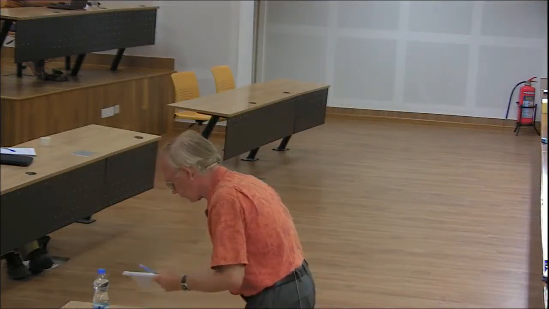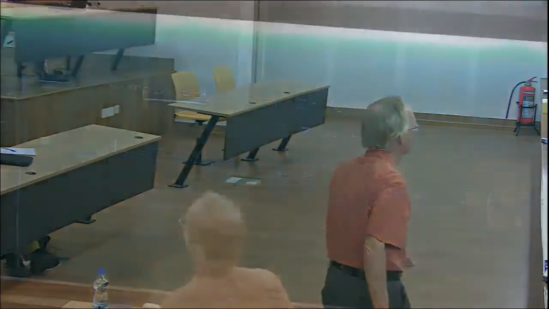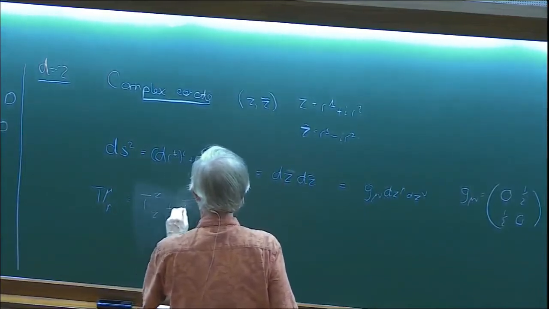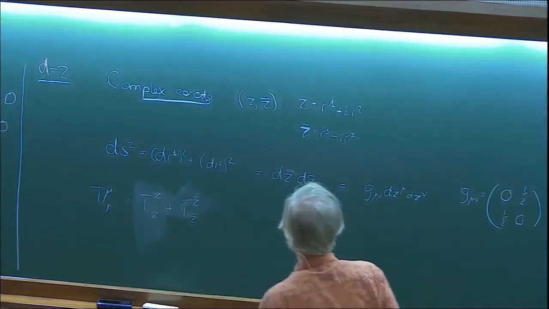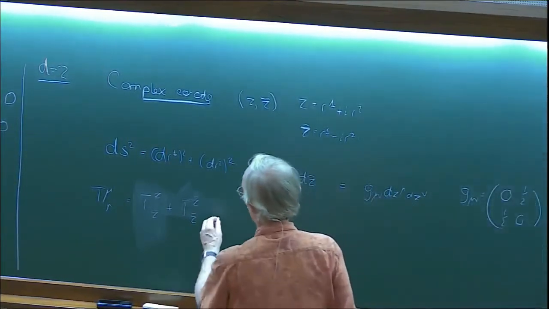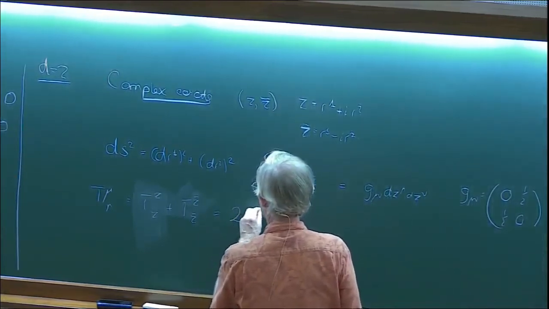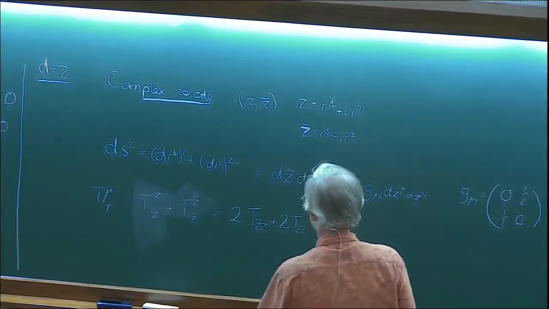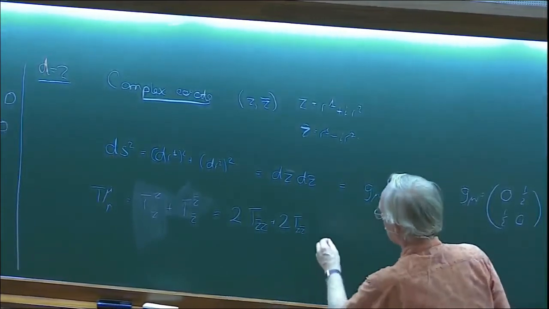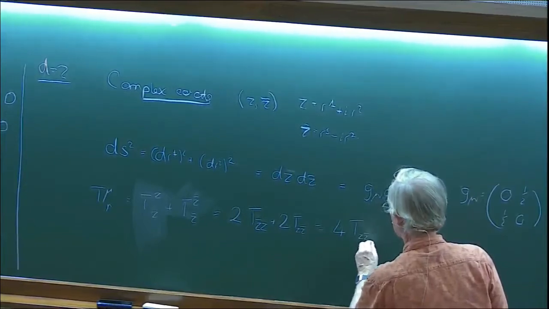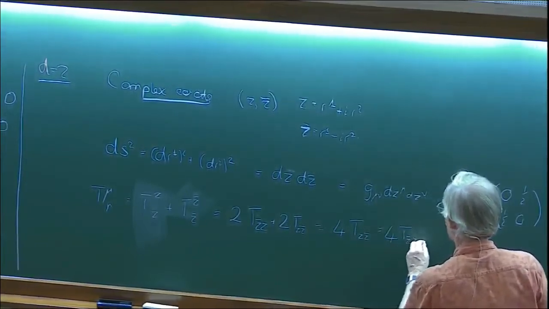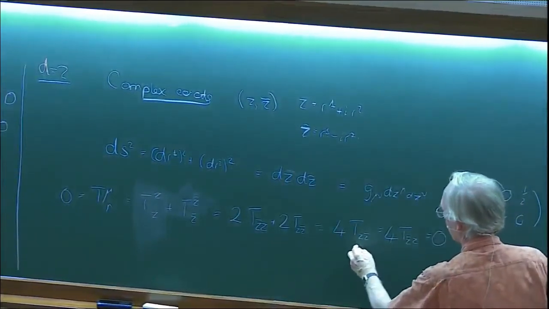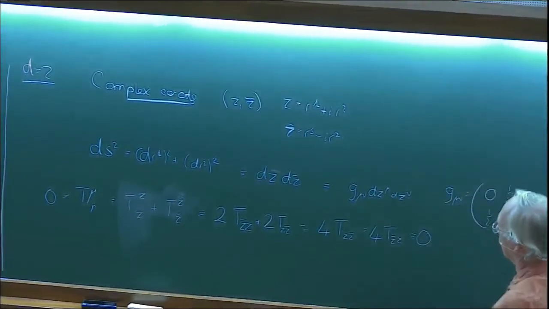Okay, so that means that if we take the trace, this is T mu mu, which is T zz plus T z bar z bar, but if we use this metric tensor to lower one of these indices, this is actually equal to twice T z bar z plus twice T z z bar. And because T is symmetric, this is equal to 4 times T z z bar, or it's equal to 4 times T z bar z. But in a conformal field theory, this is 0. So the components T z z bar and T z bar z are both 0.